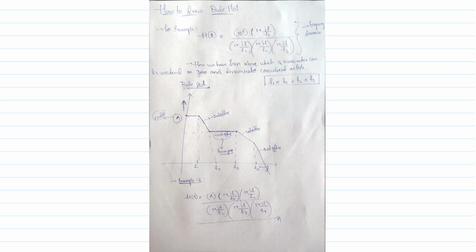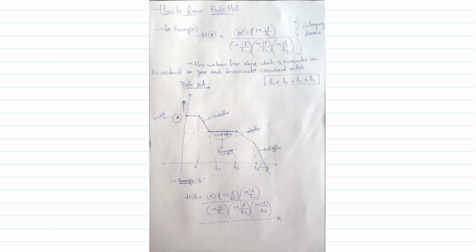For example, I have taken another example. Given the transfer function H(s) = 10^6 × (1 + jf/f0) / [(1 + jf/f1)(1 + jf/f2)(1 + jf/f3)]. In which form is the given transfer function? Frequency domain form, and it must be in the form of 1 plus. If there is any constant, like 3 plus, we must take 3 common, so it becomes the 1 plus form. Every transfer function should be in this form.